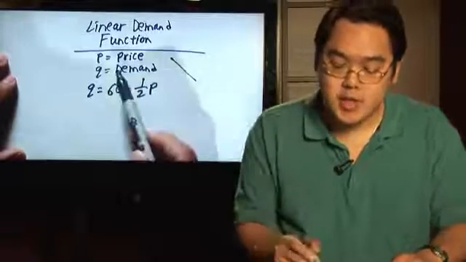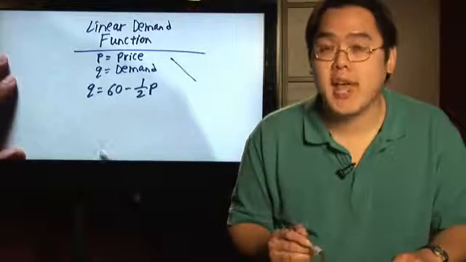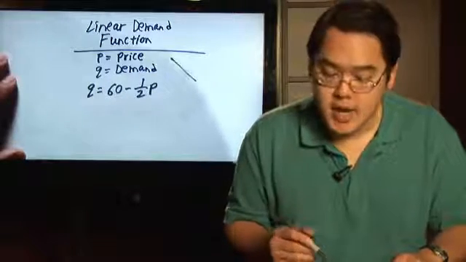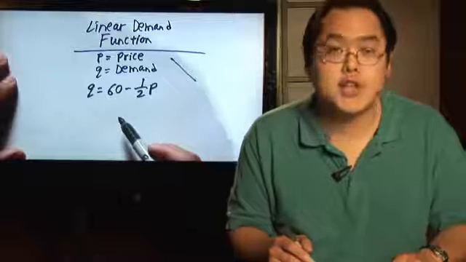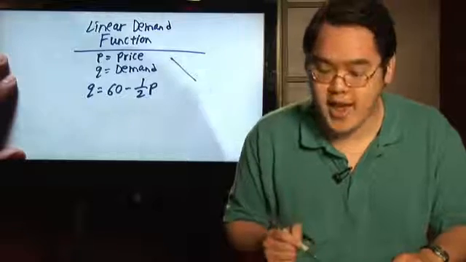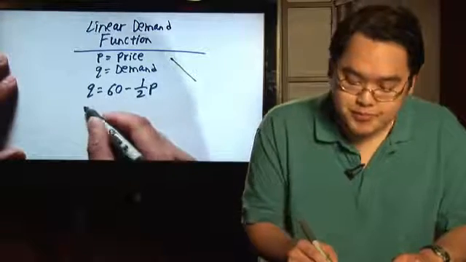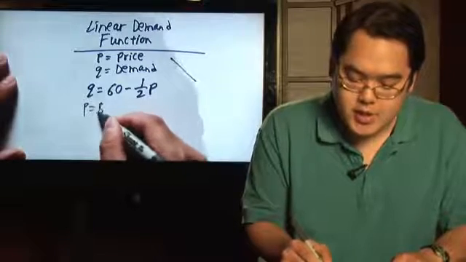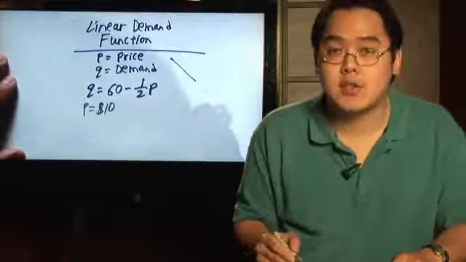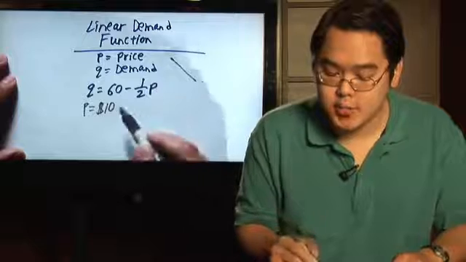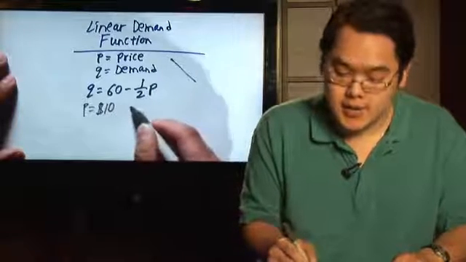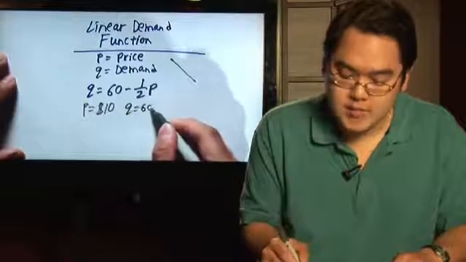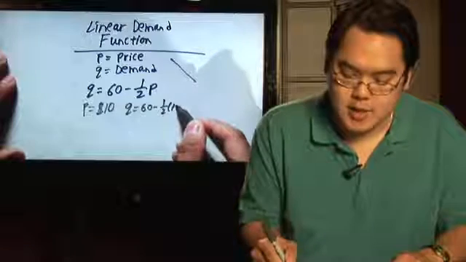Now typically, P stands for price and Q stands for demand. And an example that we're going to talk about today is Q equals 60 minus 1/2 P. Now, for example, let's just say your price, for this particular item, was $10. What you would do to figure out the demand is you would plug in 10 where the P is. So you'll have Q equal to 60 minus 1/2 times 10.